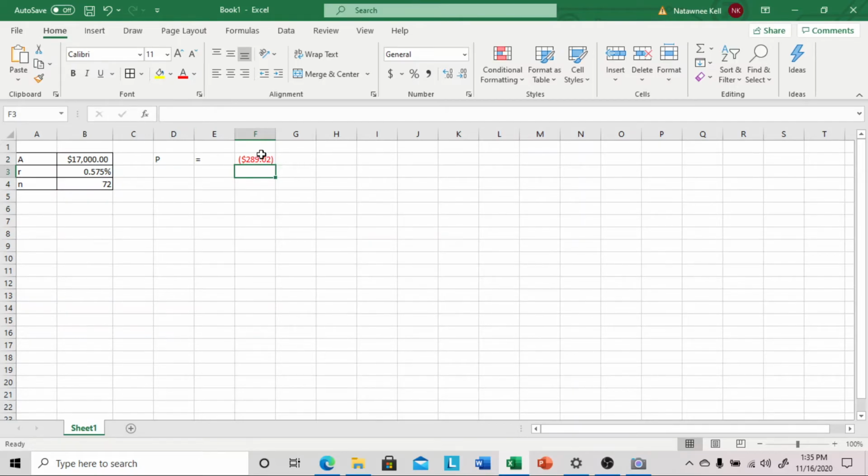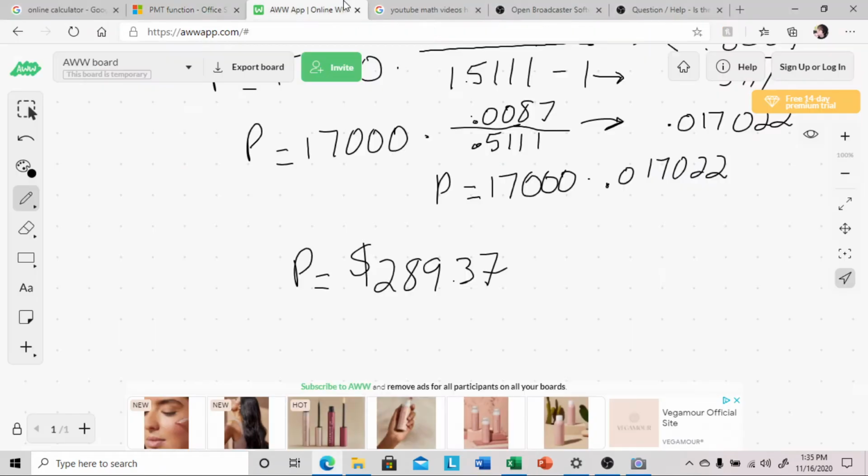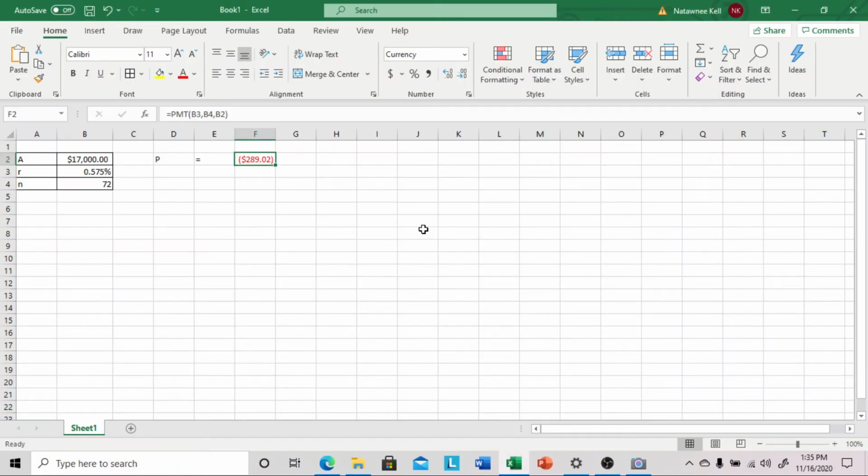we can see that it puts it in red in parentheses. That indicates that it's a debt. It's an amount owed, right? Like a bill. And it says 289.02. So we got pretty darn close. We had 289 and 37 cents. So we're 35 cents off, and that's just due to some of the rounding I did with the decimal numbers. Okay?